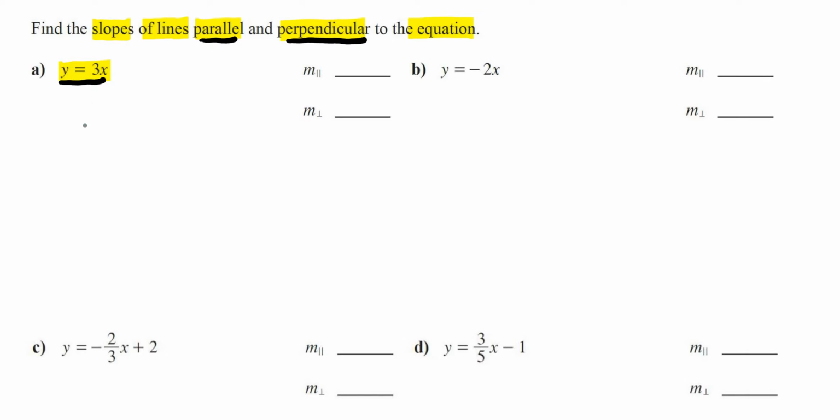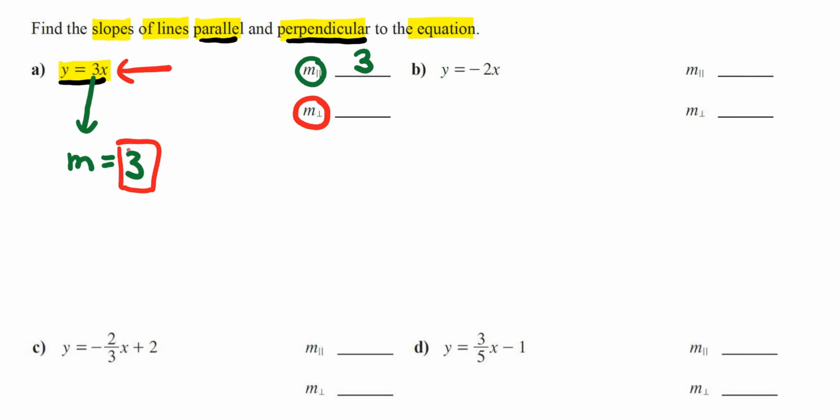Okay, great. I know the slope for this line is going to be 3, right? If I want to find the slope of another line that's parallel to y equals 3x, it must have the same slope. So if it's parallel, the slope will be 3. And if I want to find the slope of a line that's perpendicular to this given equation, then I need the negative reciprocal, right? If the slope is 3, the negative reciprocal of 3 is going to be negative 1 over 3. And that is the slope of the line that's perpendicular to y equals 3x.